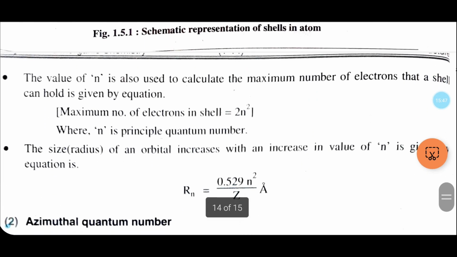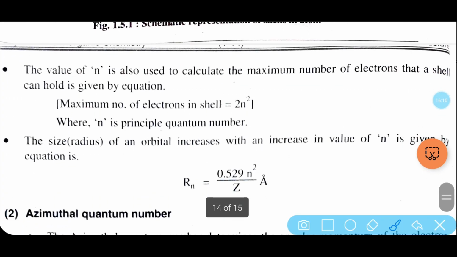This value of n is also useful to calculate the maximum number of electrons in that shell. That means how many electrons are there in the shell. The principal quantum number gives us an idea about the number of electrons present in that particular shell. The maximum number of electrons present in that shell is given by the equation 2n square. By using this 2n square, we are able to find the number of electrons present in that shell. As we know, here n is the principal quantum number.